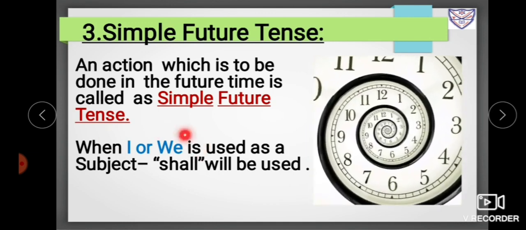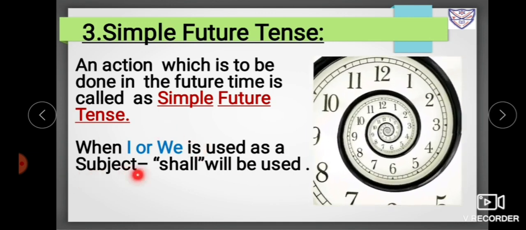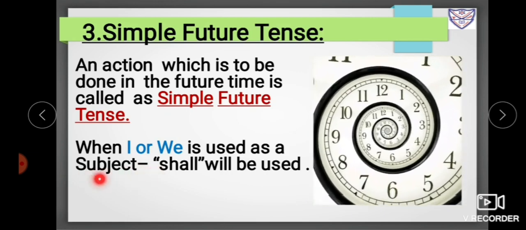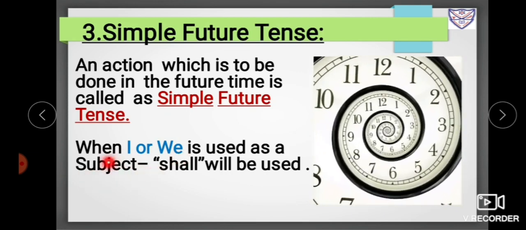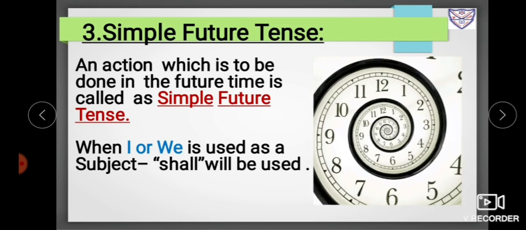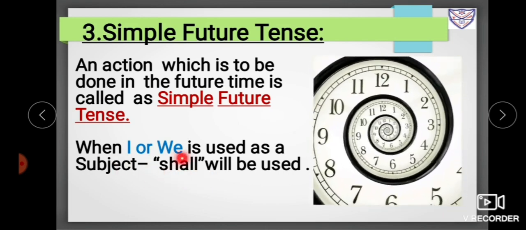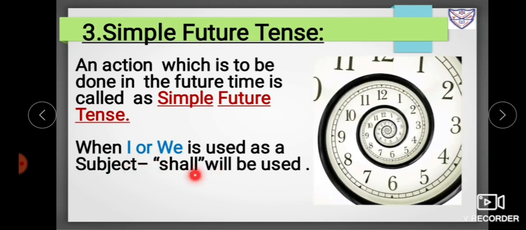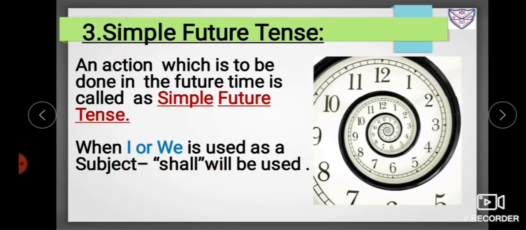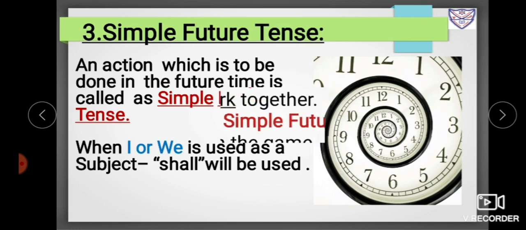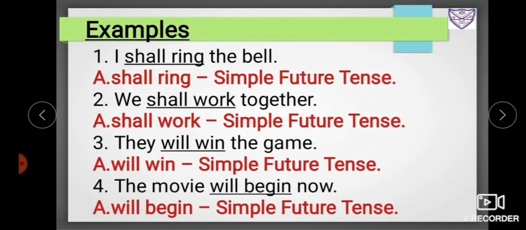Now when I or we is used as a subject, or subject means when it comes at the beginning of the sentence, that is I or we, we will use shall as a helping verb. Always with I or we we will use shall as a helping verb for simple future tense. Let us see a few examples.